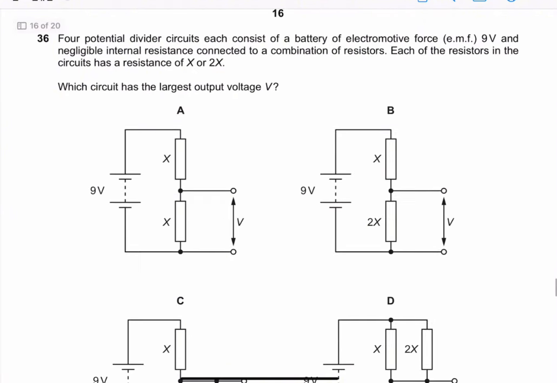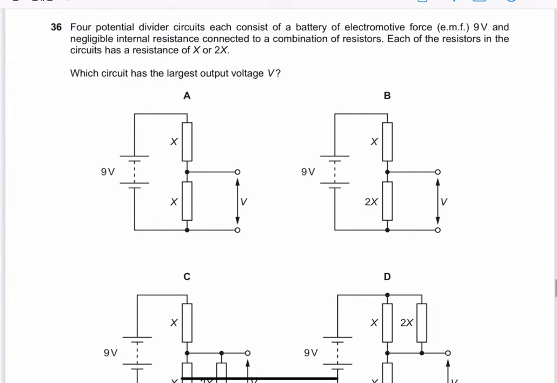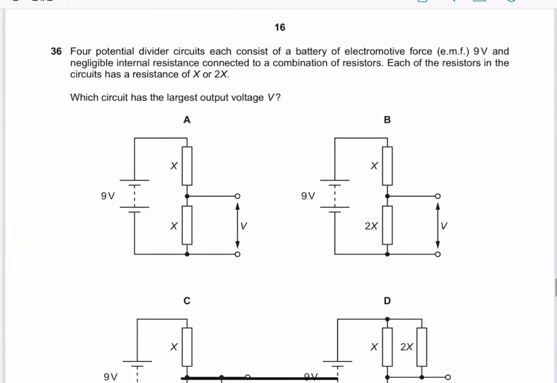Okay, moving on to question 36. We're almost done. We're left with 4 questions, I think. We're given 4 potential divider circuits of EMF 9, so it's 9, 9, 9, 9 there, okay? And negligible internal resistance, connected to a combination of resistors.